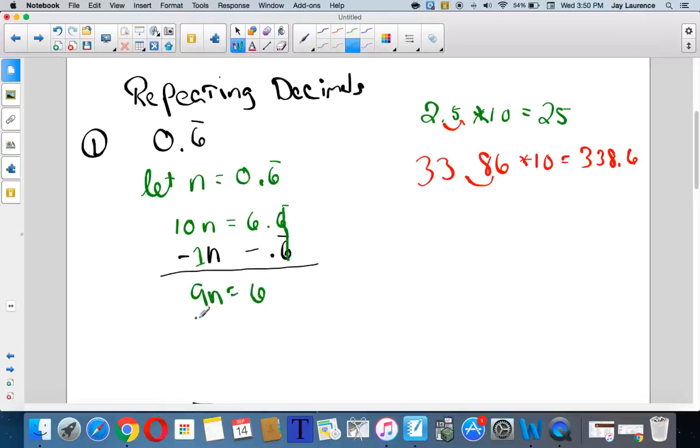Well, now I can get n alone, solving a one-step equation, and then n is going to equal 6/9, but a better answer would be to simplify and get 2/3. What that means is 0 and 6/10 repeating is equal to 2/3. They're the same number. Yeah, just two different ways to express the same number.